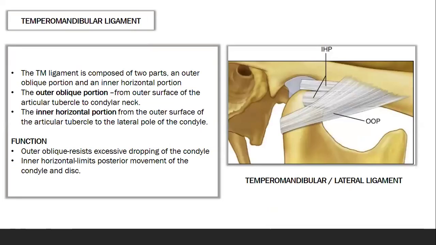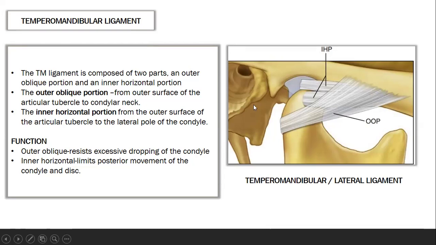Whereas the temporomandibular ligament is composed of two parts: the outer oblique portion and the inner horizontal portion. The outer oblique portion runs from the outer surface of the articular tubercle to the condyle neck, whereas the inner horizontal portion runs from the outer surface of the articular tubercle to the lateral pole of the condyle.